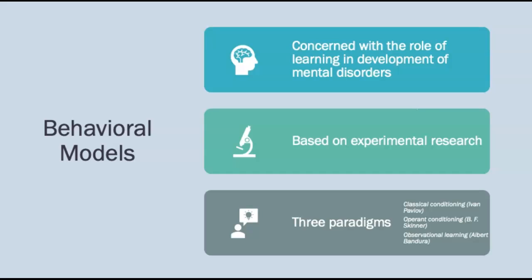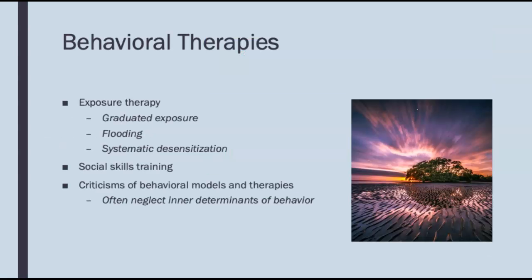The behavioral model is concerned with the role of learning and development of mental disorders based on experimental research, and really looks at the 3 paradigms of classical conditioning, operant conditioning, and observational learning. Some behavioral therapies include exposure therapy or gradual exposure therapy, social skills training, and some criticisms are that this type of approach may often neglect inner determinants of behavior and is more so just looking at surface level behavior.